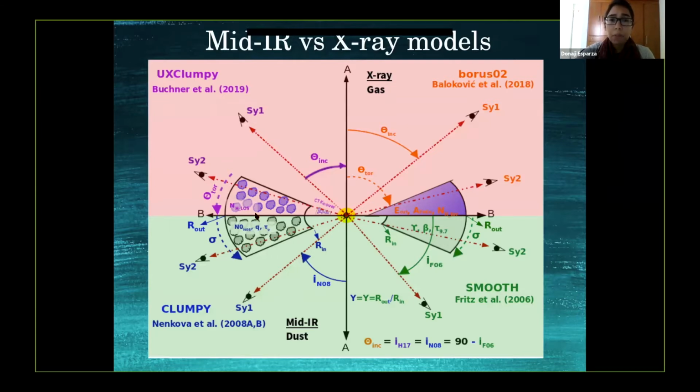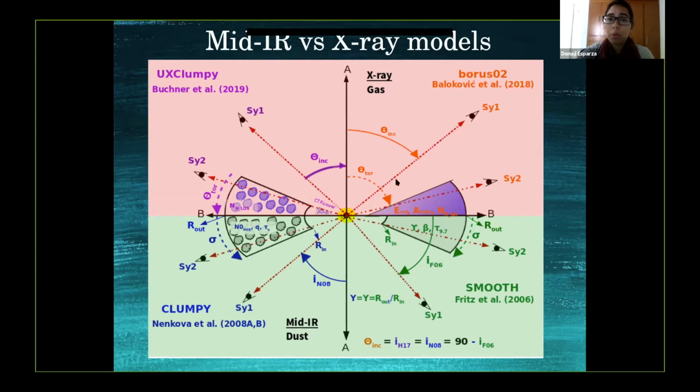As I mentioned before, the reflection component in X-ray and the continuum emission in infrared are modeled with radiative transfer models. Particularly in this work, we explore two distributions of gas and dust. In this figure, we can see a cartoon of the geometry of these models with the respective parameters. In the top panel, we can see the X-ray models. Meanwhile, in the bottom panel, we can see the infrared models.